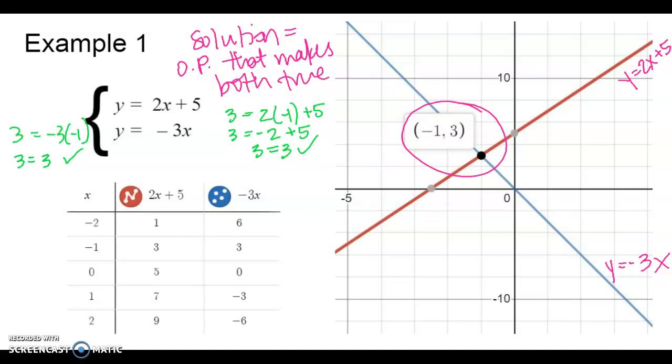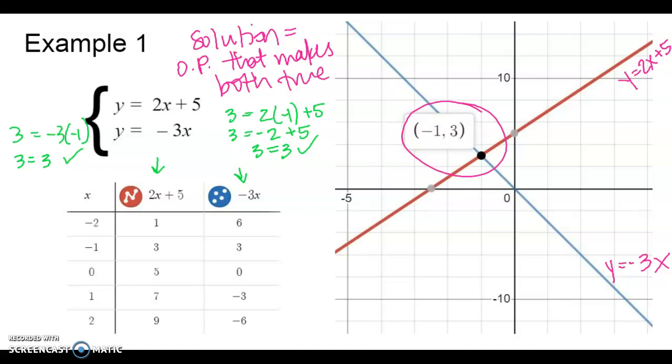We can also look for our solution to a system of linear equations in a table. So here I have listed 5 different x values and then the y values that correspond with each equation. So this middle column right here are my y values for the equation y equals 2x plus 5. And my blue column, or my last column right here, are my y values for y equals negative 3x. So what I want to try to find is which x value has the same y values for both equations.